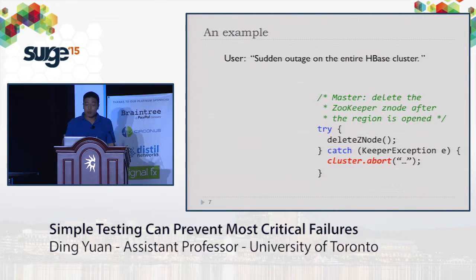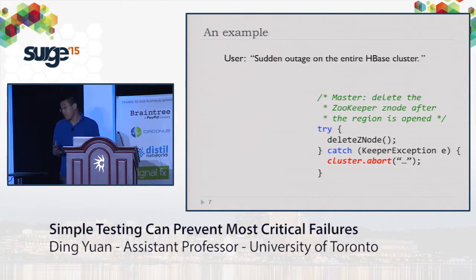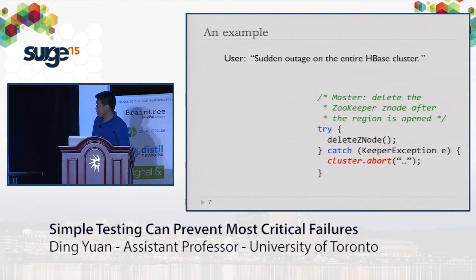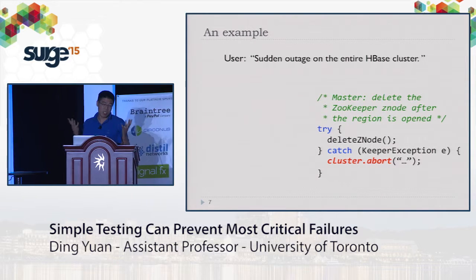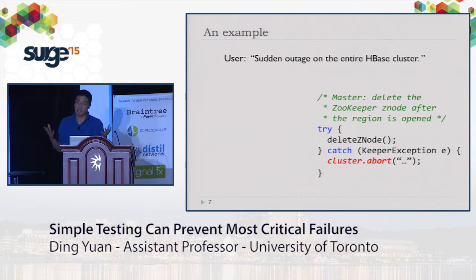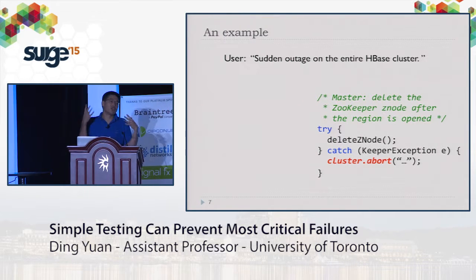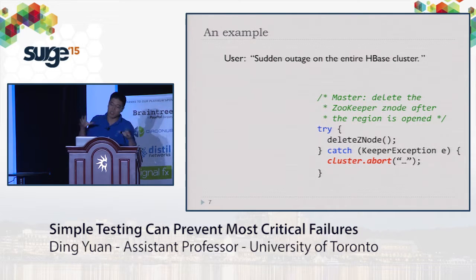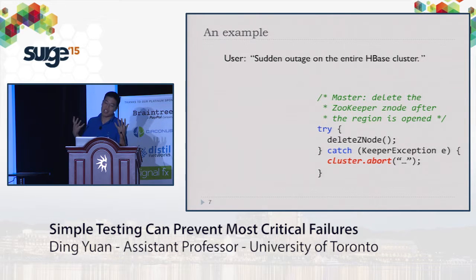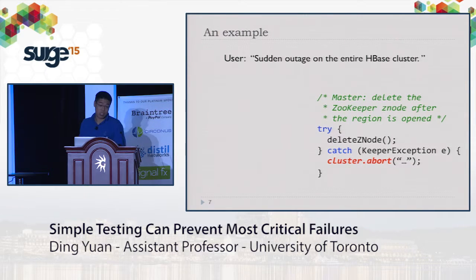All right, I'm going to use one real-world failure example to make a few observations. This failure example is from HBase, which is a distributed NoSQL database. All right? It has a master and slave architecture where each slave is responsible for serving some user data. The user data in HBase is called a region. Okay? Now, in this case, a user reported a sudden outage to the entire HBase cluster, so it's a catastrophic failure. I'm also showing the code snippet that contains the actual root cause.